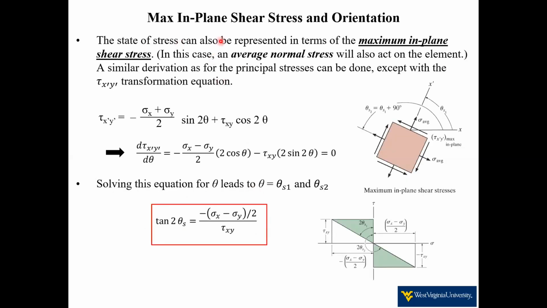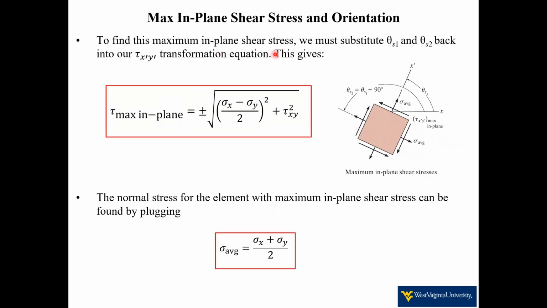So our state of stress at the point where we have maximum in-plane shear stress is going to be at the root of this equation. So your angle from your x to your x prime axis is theta s1, and then a further 90 degrees is theta s2.